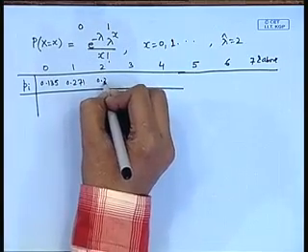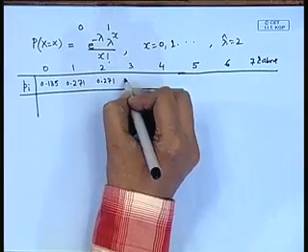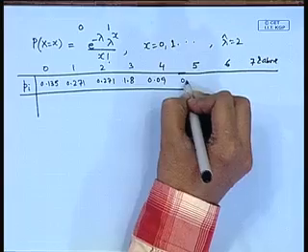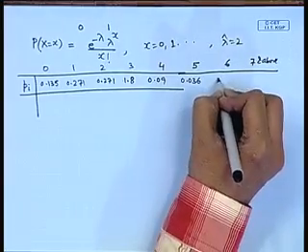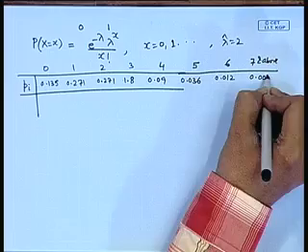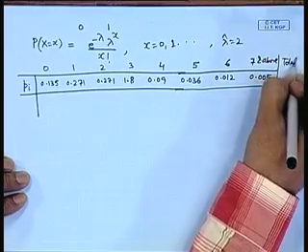this value is 0.271 again, because this is again 2 e to the power minus 2, this is 1.8, 0.09, then 0.036, 0.012, 0.005. The total is 1 here.